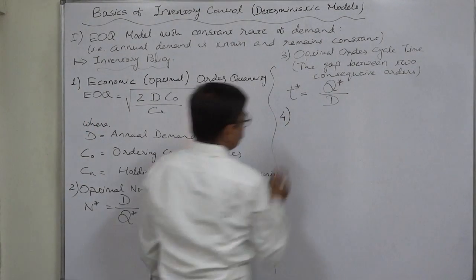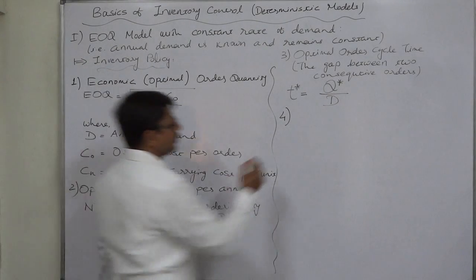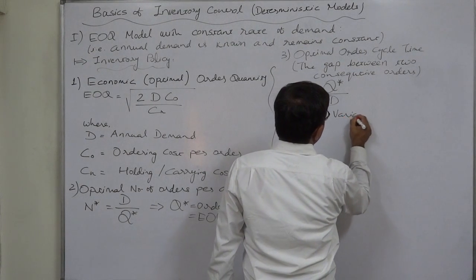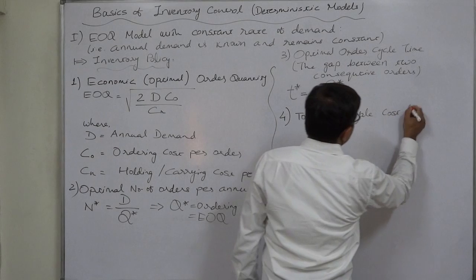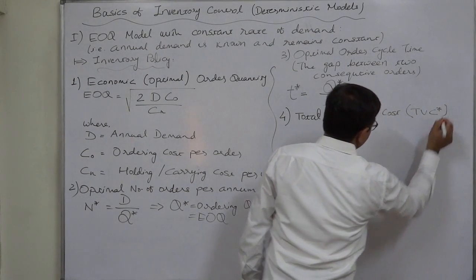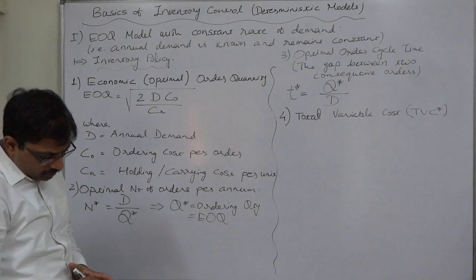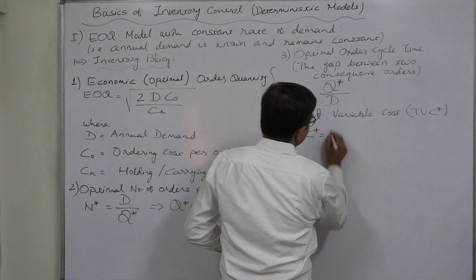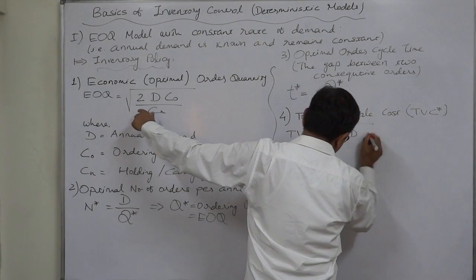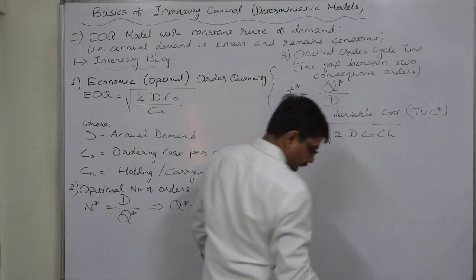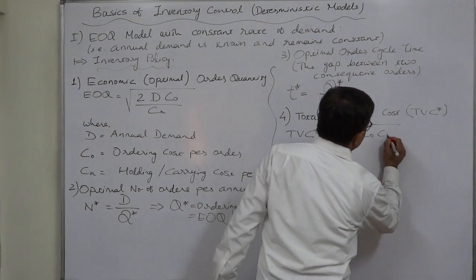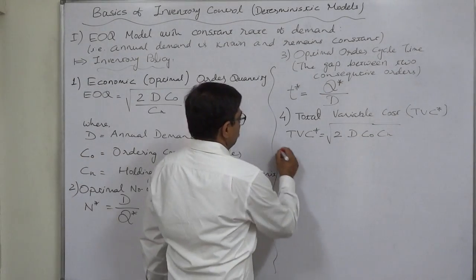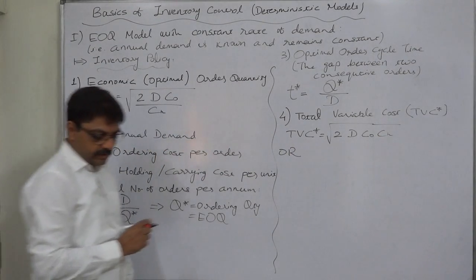Number 4 is total variable cost, that is TVC star. Now we can calculate the total variable cost in two different ways. One is TVC star equals under root 2DCOCH. Compare these two formulae, and we can calculate TVC in another way also.